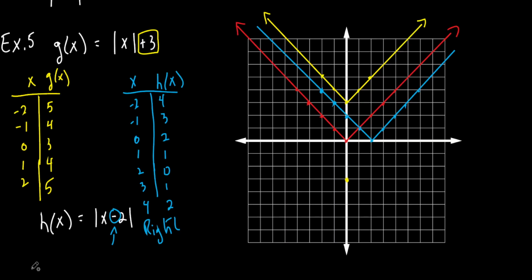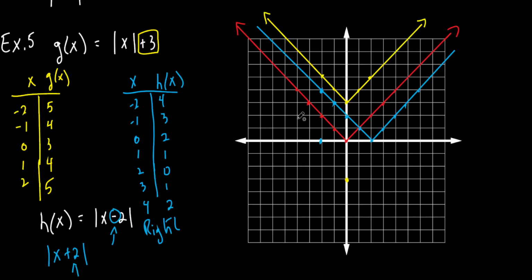Last thing, what if it said absolute value of x plus 2? Where do you think that's going to move it? It's going to move it to the, no, this one moved it to the right. What's this one going to go? This one's going to go to the left, right? And then it's going to look like the same graph, except we shifted it to the left.